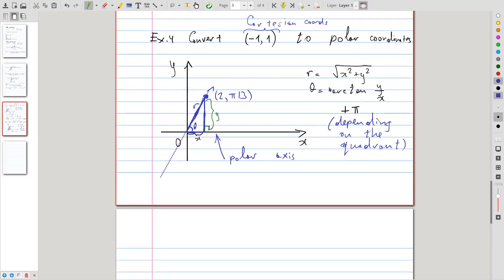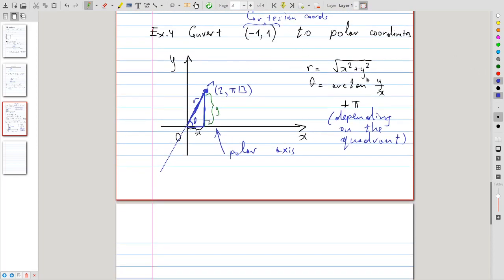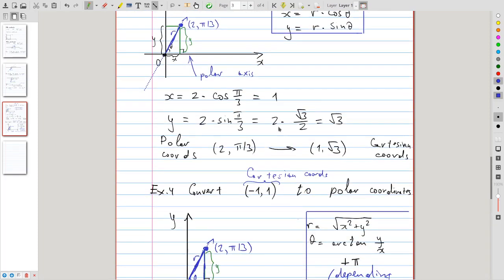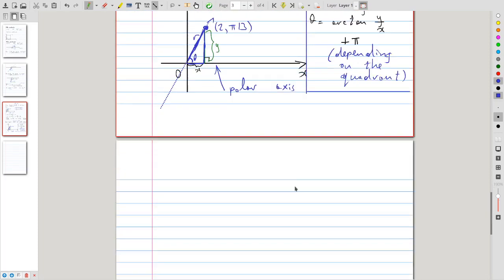So for example, for our particular point, here's how we use this formula. This formula will be used whenever we have to convert Cartesian coordinates to polar coordinates. We have to apply these formulas. And so the term of plus pi may or may not be there. It depends on the quadrant. So let's illustrate this formula now by converting our particular point minus 1, 1 to polar coordinates.